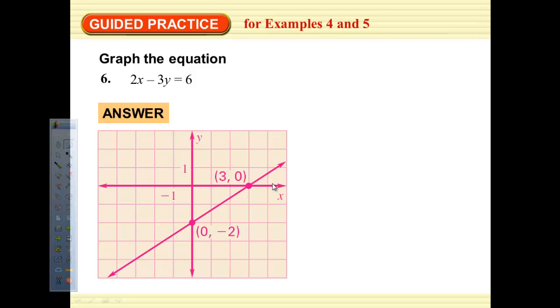That's why for the x-intercept, y equals 0. And then this is (0, negative 1), (0, negative 2), (0, negative 3). This is (0, 1) and (0, 2). All of those points have the x-coordinate equal to 0. Therefore, for the y-intercept, x is equal to 0.